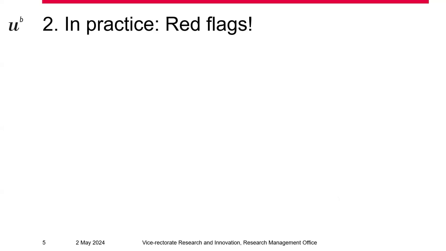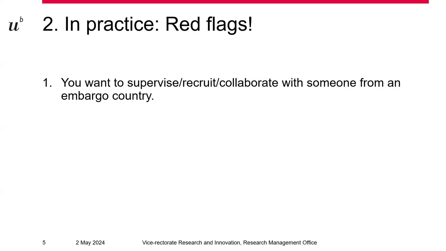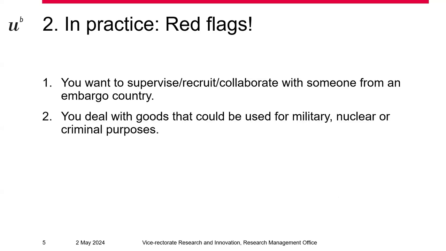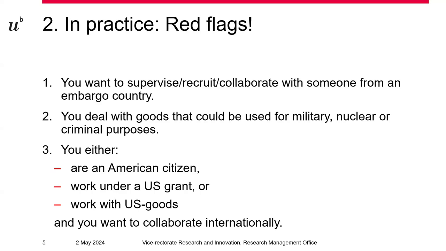Now, coming to three relevant scenarios. The first one I want to talk about is you want to supervise or recruit or collaborate with someone from an embargo country. The second one will be you deal with goods that could be used for military, nuclear, or criminal purposes. And the third one is if you're an American citizen or you work under a US grant or with US goods and you want to collaborate internationally, because this would mean that you would also have to comply with US export control rules, which I will come back to when I talk about this scenario.